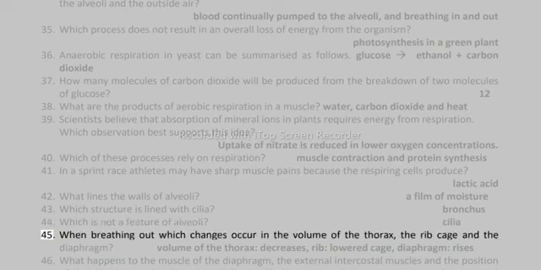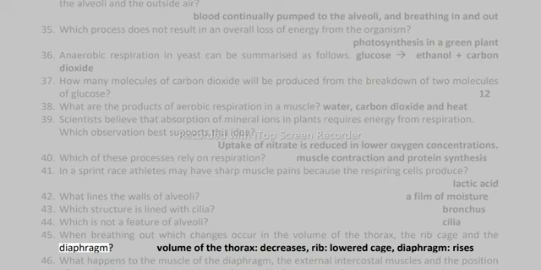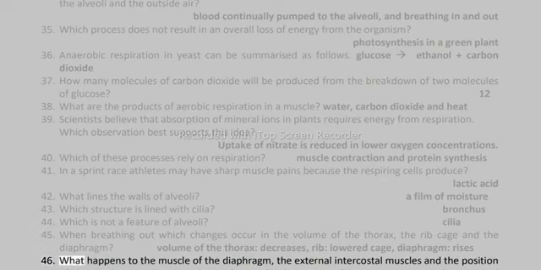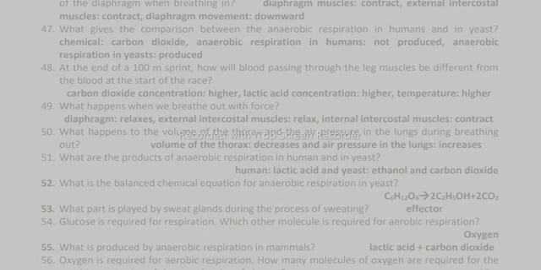44. Which is not a feature of alveoli? Cilia. 45. When breathing out, which changes occur in the volume of the thorax, the rib cage and the diaphragm? Volume of the thorax decreases, rib cage lowered, diaphragm rises. 46. What happens to the muscle of the diaphragm, the external intercostal muscles and the position of the diaphragm when breathing in? Diaphragm muscles contract, external intercostal muscles contract, diaphragm movement downward.